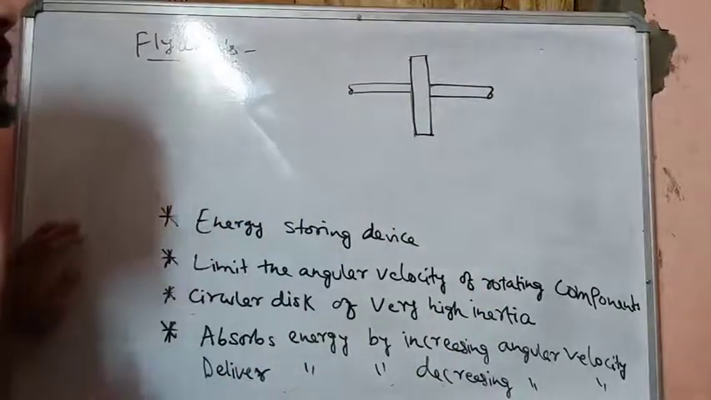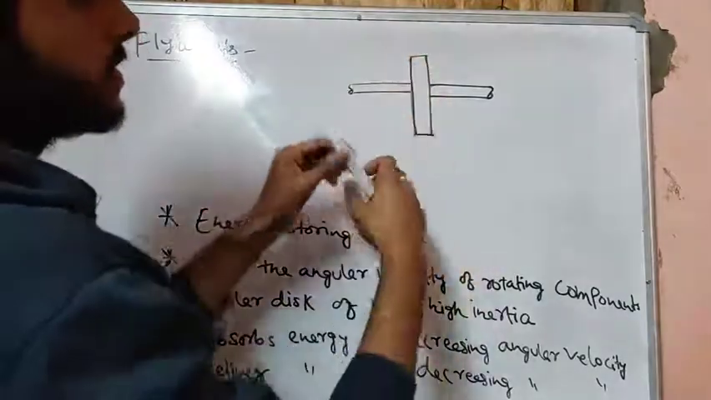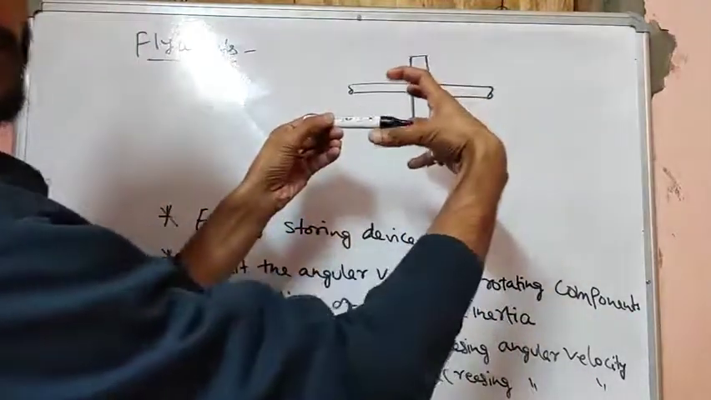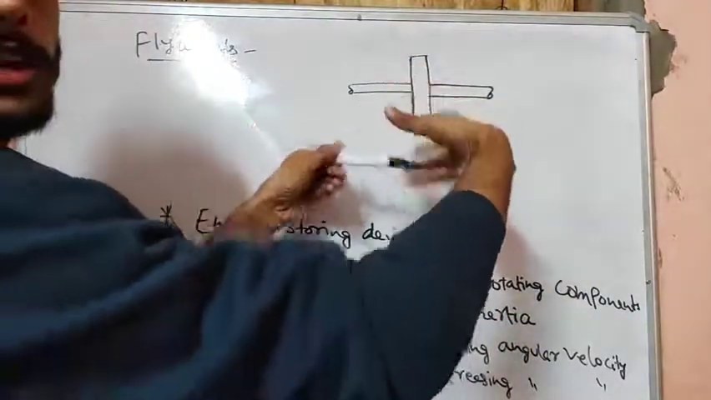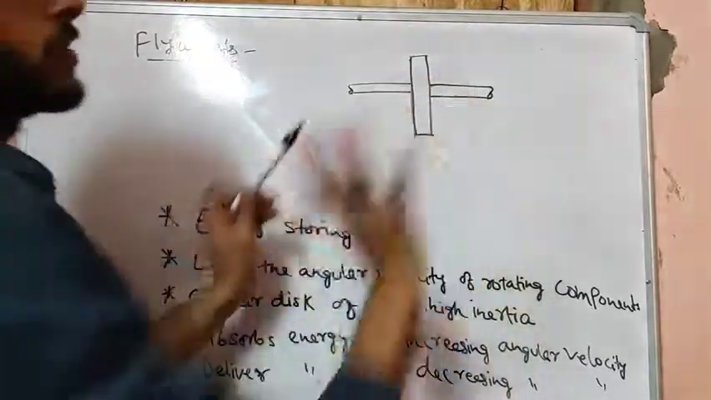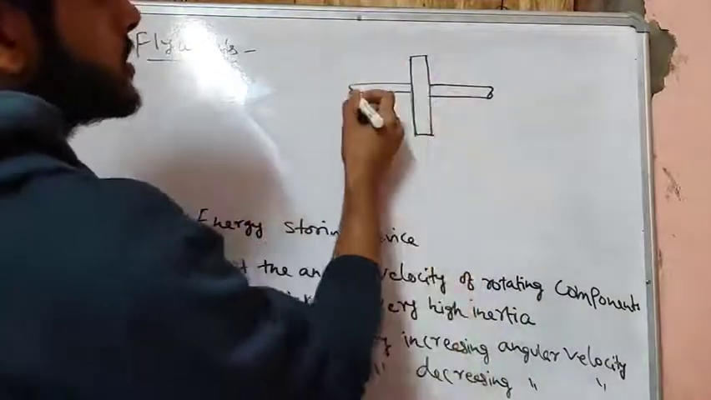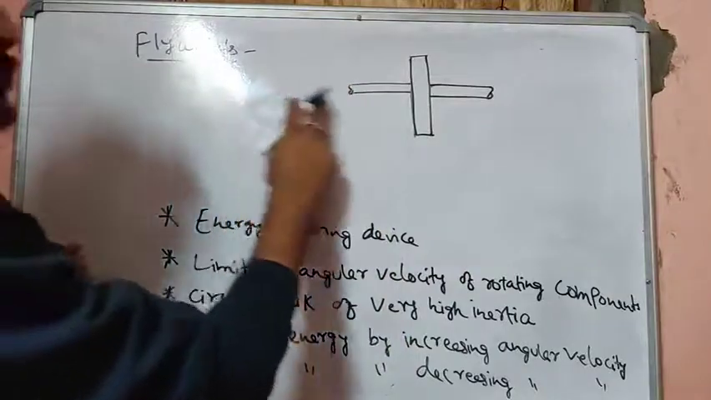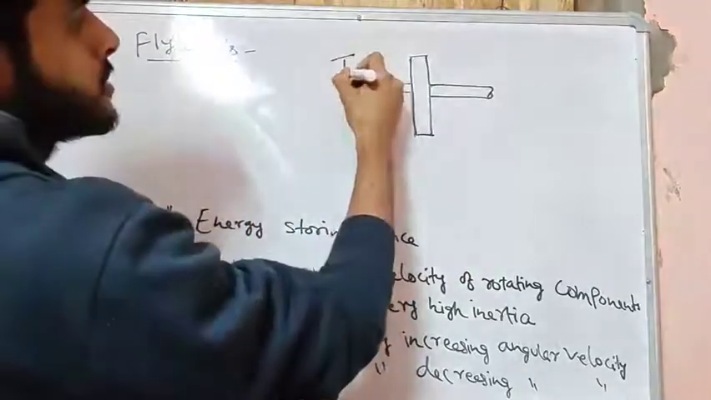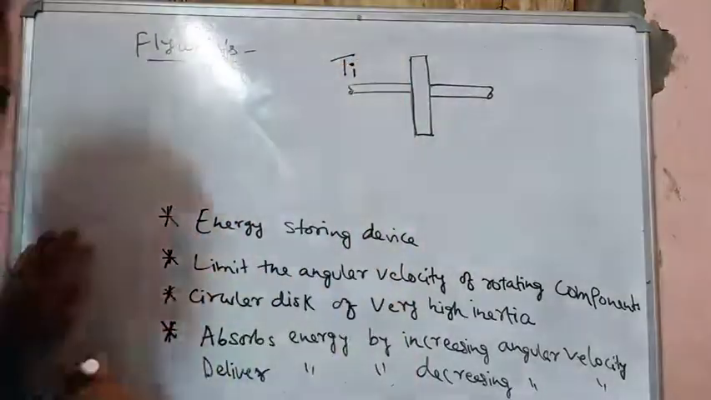Okay, so this is a disc like this. Basically, this is the shaft and this is the disc. So the shaft and disc will be rotating like this. So let's say this point is connected to the engine, so we have an input torque like this, Ti.